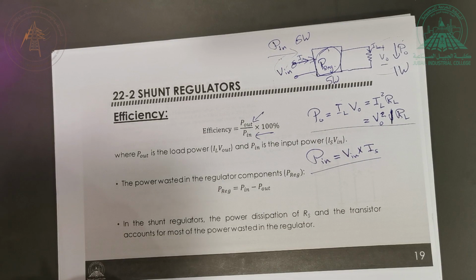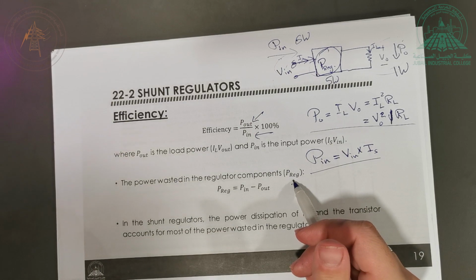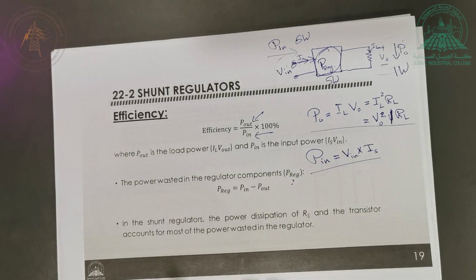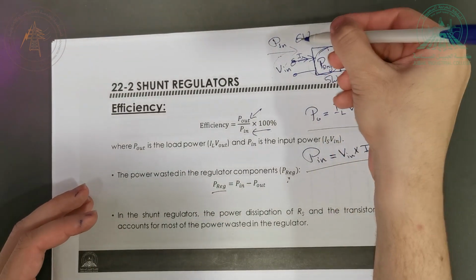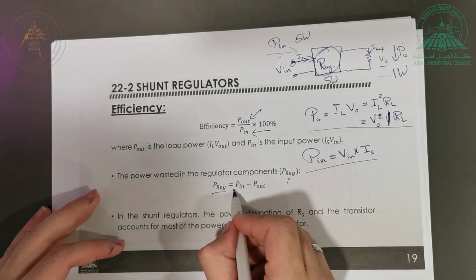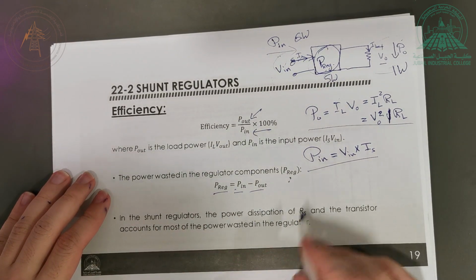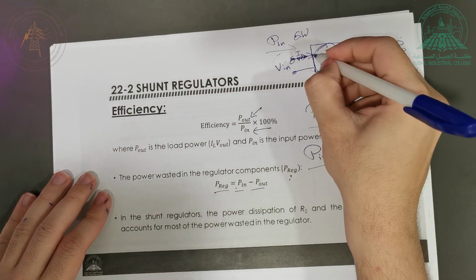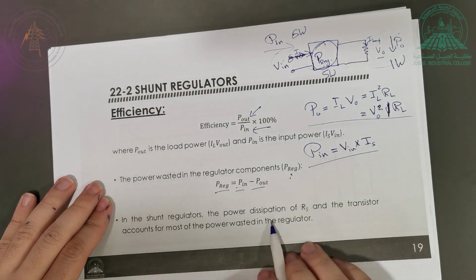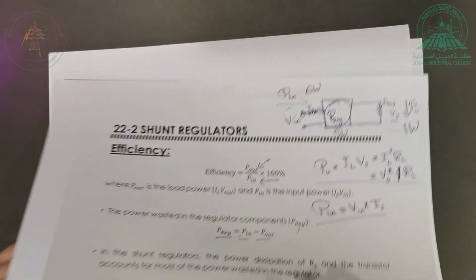How about the power called the power wasted in the regulator components, P regulator or P regulation, the power that's consumed for the regulation action to happen? So P regulation is equal to the difference, right? 6 minus 1, 5. So it's equal to Pin that you pay minus the power that will be delivered to the load. So in shunt regulators, the power dissipation of Rs, remember here I have Rs right here, and the transistor account for most of the power wasted in the regulator. So Rs with the transistor are where the majority of the power is going to be wasted.